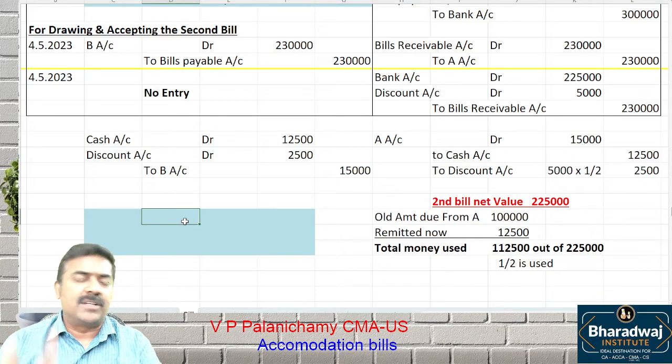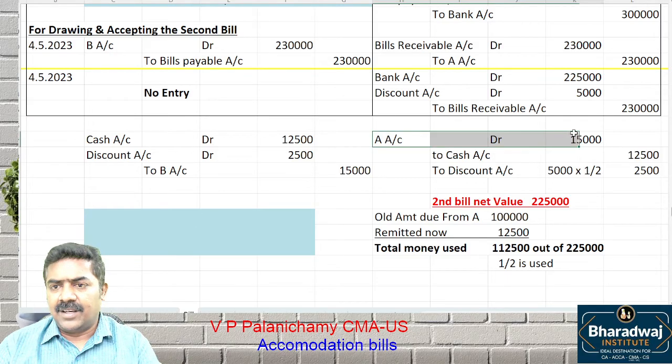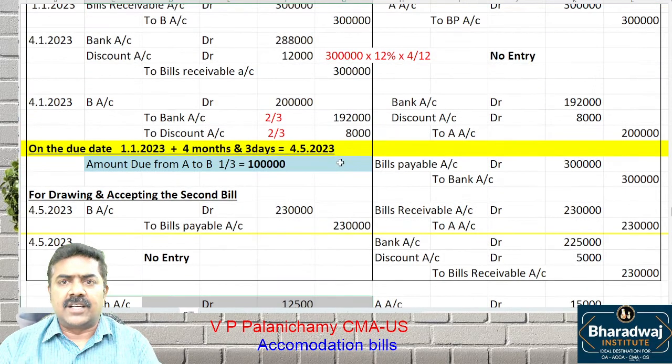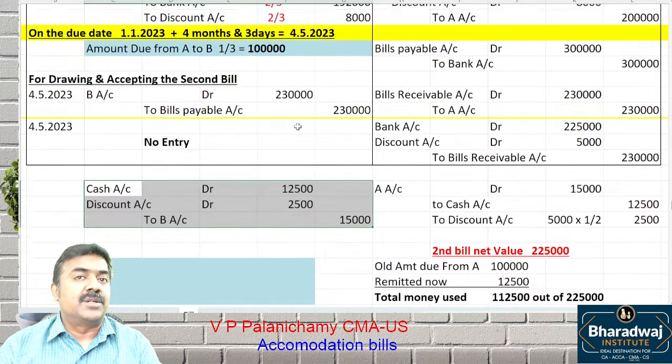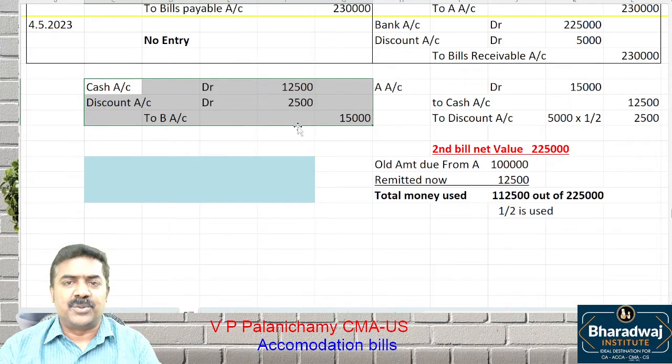So 1 by 2 of the discounting charges should be borne. That is why we debit the receiver, A account debtor, to cash 12,500 to discount 2,500. Sir, the first bill discount was one third, two third. The second bill discount need not be in that same ratio. It can be in some other ratio.